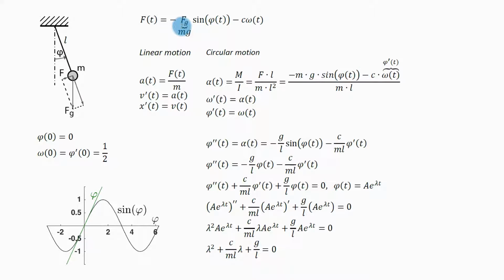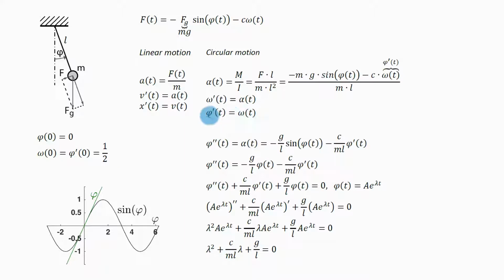Now I need to substitute for this force, so I will substitute this here. Instead of this gravity force, I can write that the gravity is equal to the mass of the pendulum times the gravitational acceleration. And when I substitute, I can change this angular velocity, and instead write that it is the derivative of the angle.